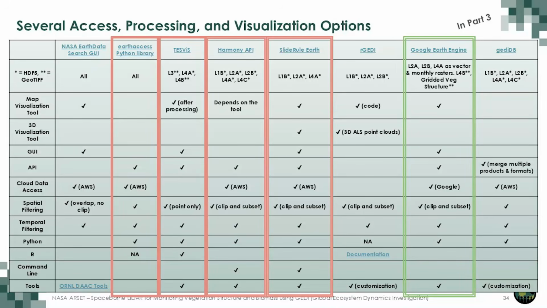So the takeaway here is that not every product is available for access or able to be processed across every platform. Some platforms like Earthdata Search are really only for data access and basic boundary overlap or temporal filtering, while platforms like TESViz, the Harmony API, and SlideRule Client go beyond access and allow for more customized data processing, download, formatting, and visualization.